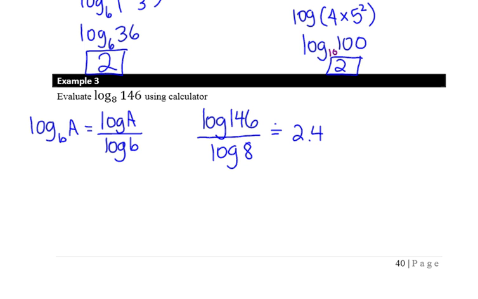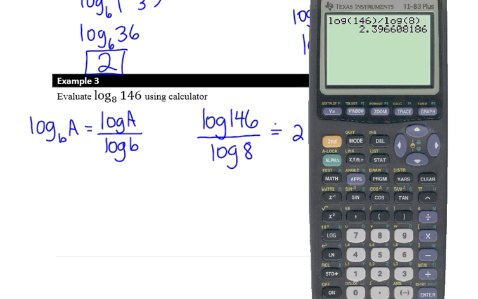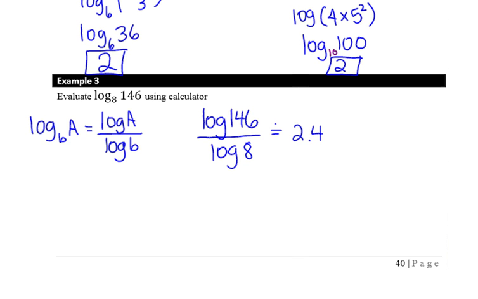Because otherwise, it's kind of like the trig problem. Otherwise, it's taking a log like this, as if the log's inside of the log. So what this means is, if this is equal to 2.4 approximately, it means 8 to the power of 2.4 is approximately equal to 146. That's what that means.